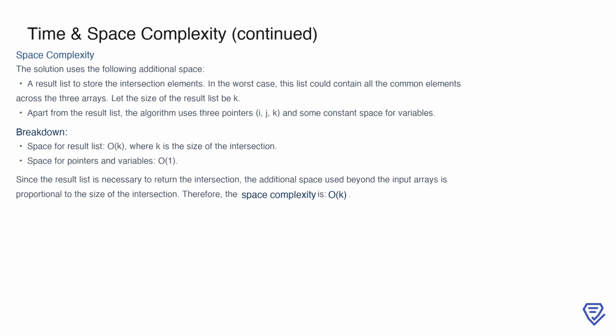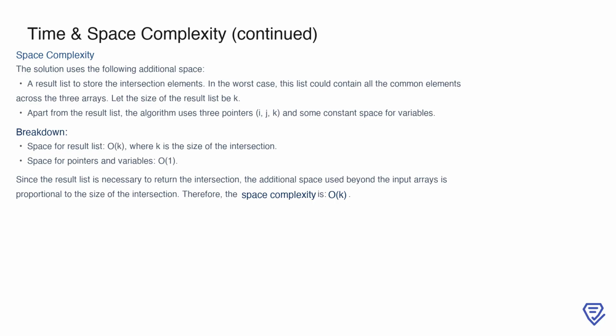Now, let's look at the space complexity of the solution. The algorithm requires additional space for a result list that stores the intersection of the three arrays. In the worst case, this list could contain all common elements across the arrays, and its size is denoted as k. Apart from this, the algorithm uses three pointers, one for each array, and a few constant space variables for computations. The space required for the pointers and other variables is negligible, contributing O(1). Hence, the total additional space used by the algorithm is dominated by the result list, making the overall space complexity O(k). This is efficient because the space usage is directly proportional to the size of the intersection, which is the required output.